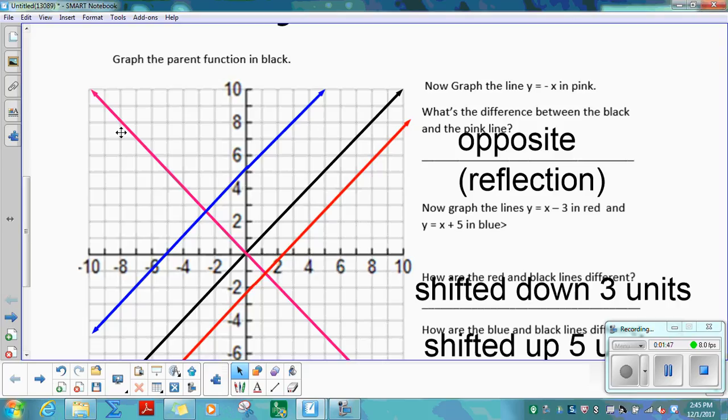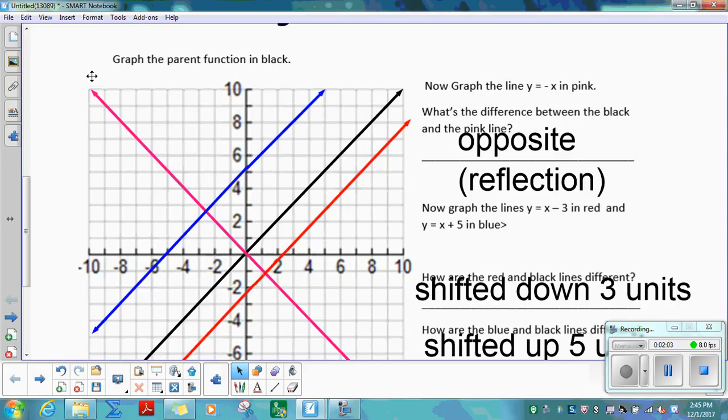Now, the pink line is y equals negative x. By the way, if you don't have colors and you just want to graph these, just write what color they are at the top of each line, that's totally fine. You can do different thickness. I don't care. You can tell what colors they are on the screen.